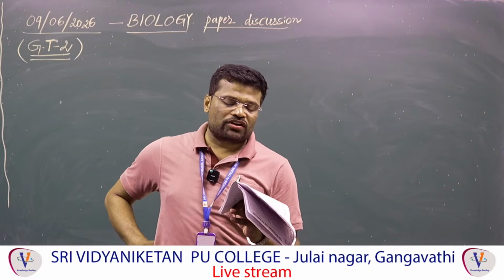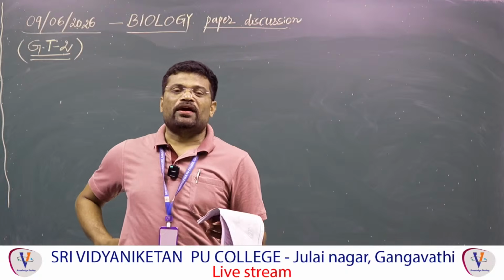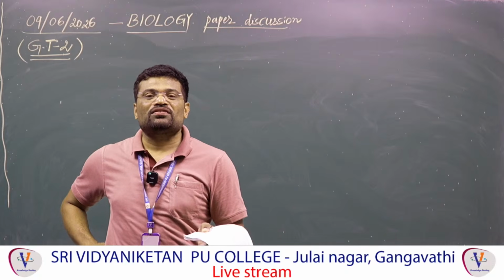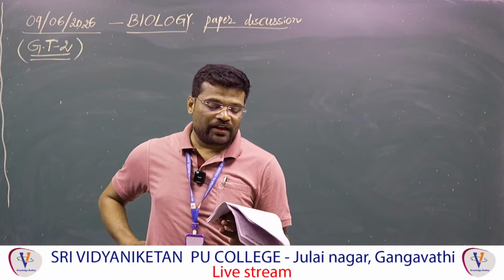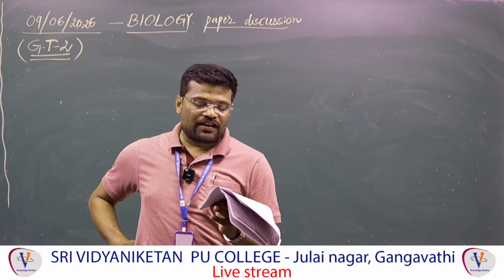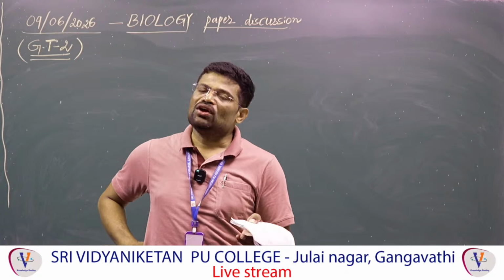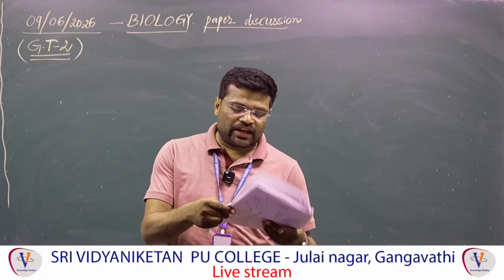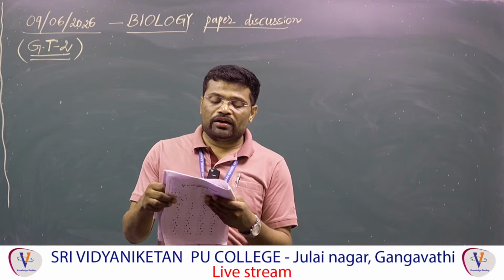Option B, menstrual flow occurs due to sudden increase in estrogen. Wrong. Menstrual flow occurs due to sudden decrease in progesterone, not increase in estrogen. B incorrect. D, LH surge occurs during luteal phase. Wrong. LH surge occurs during the ovulatory phase. Only A and C are correct. Next.